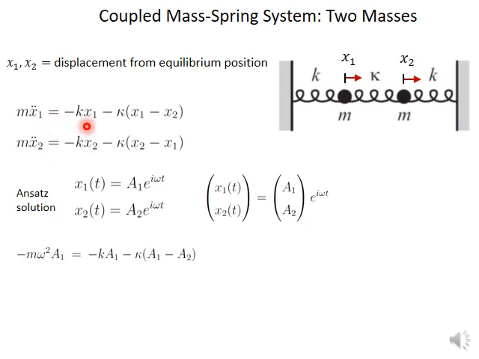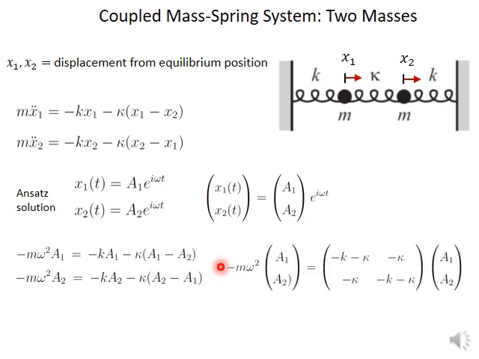You have minus k x1, where x1 is a1 e raised to the power i omega t, and minus kappa into these two coefficients. And of course this phase, which is e to the i omega t, simply cancels out on either side because it's common to both a1 and a2, x1 and x2. So this is the first equation using these two ansatz solutions, and this is using that ansatz solution, and I put it in the second equation, and that's exactly what I get. So this set of coupled differential equations now takes an easier form.